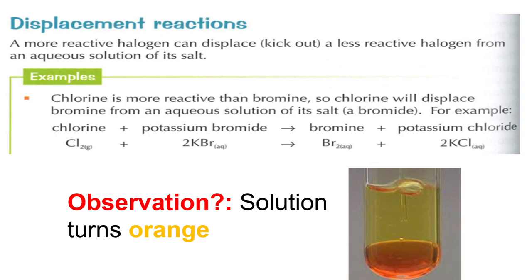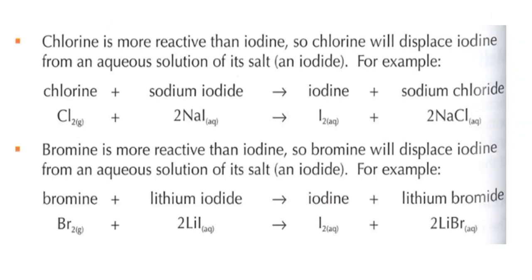And the bromine will just be an orange liquid. What will you observe? The solution turning orange. Chlorine will displace iodine again because it's above it, and bromine will displace iodine again because it's above it. You might have paused, and let's have a quick look at them there.